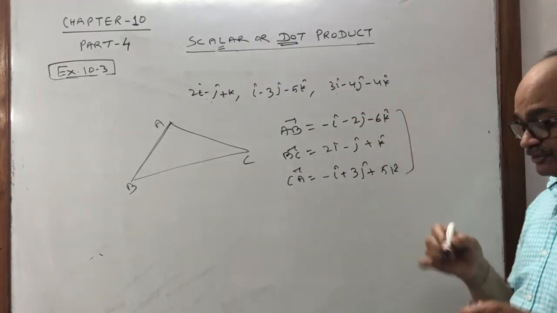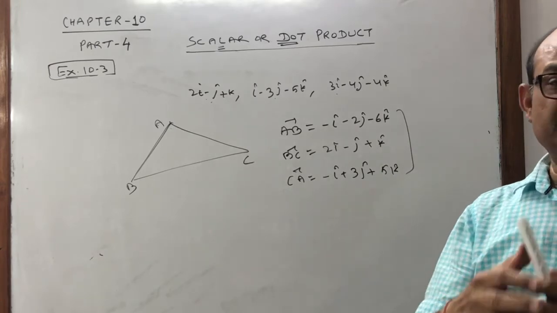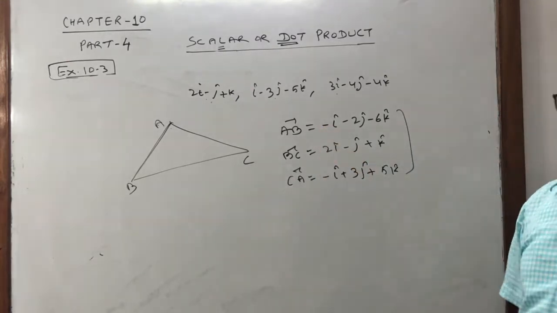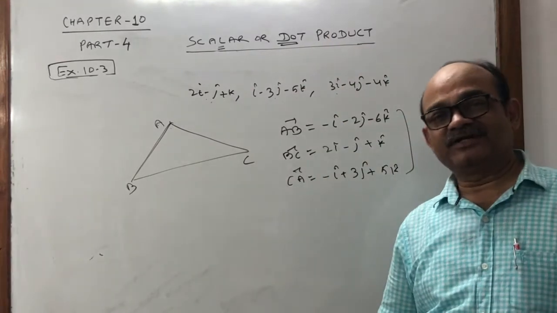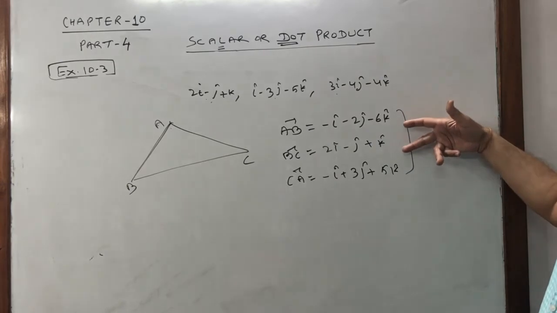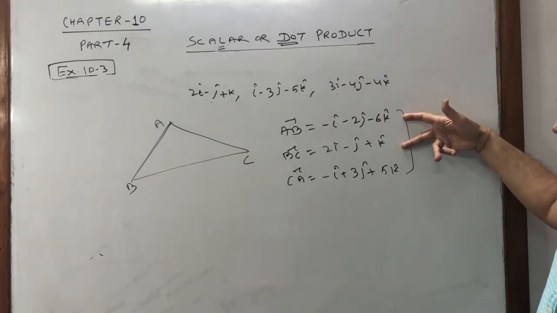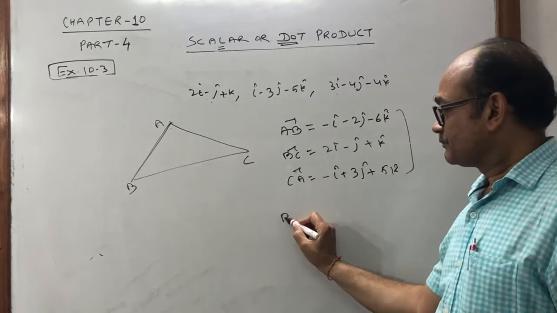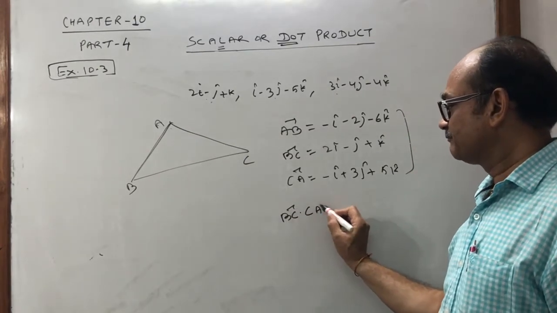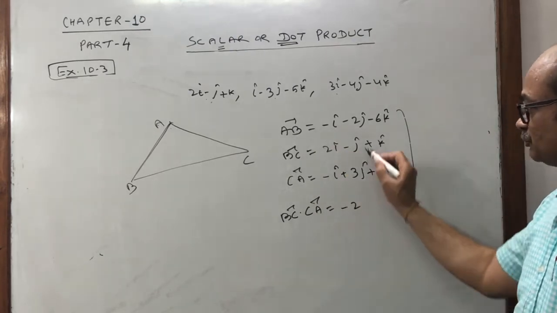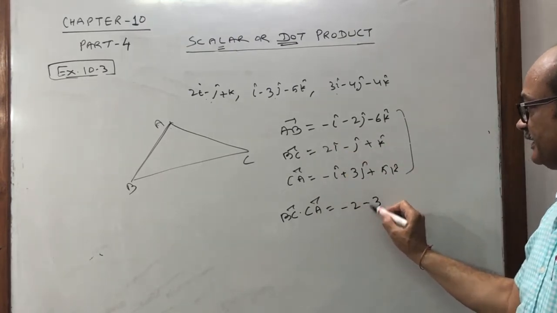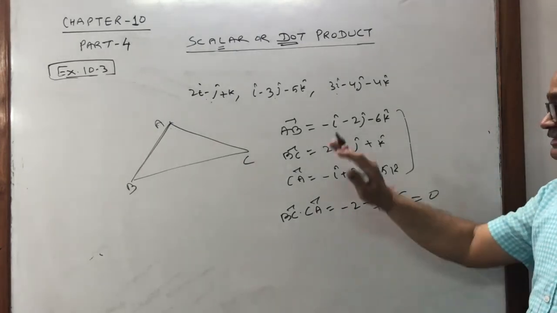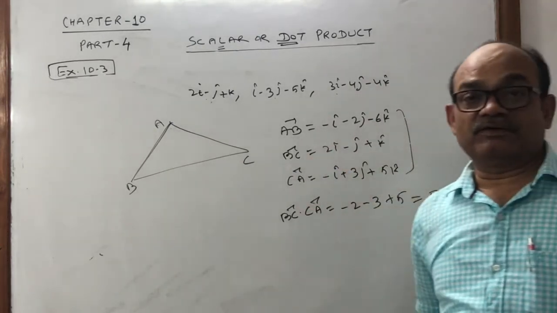Now if any two pair, AB dot BC or BC dot CA, whatever, any pair's dot product is 0, it means one angle is confirmed 90 degrees. So BC into AB, no, will not get 0. BC dot CA, what are we getting? Minus 2, minus 3, plus 5, what are we getting? 0. It means BC vector and CA vector are perpendicular.